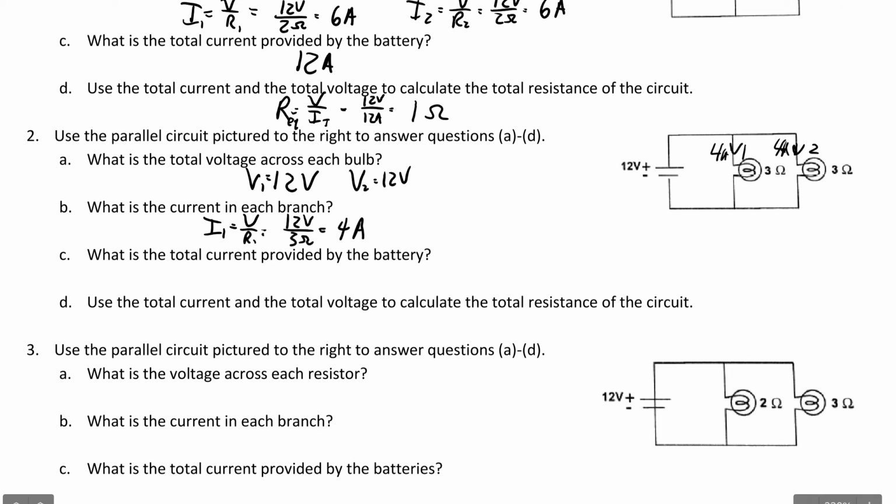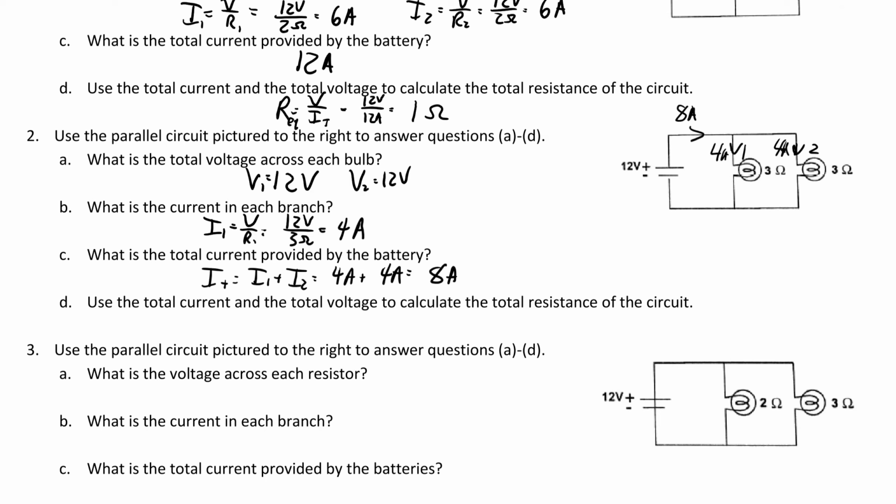And it says, what is the total current provided by the battery? So the I total is equal to I1 plus I2. So 4 amps plus 4 amps is equal to 8 amps. So at this position here, there's 8 amps of current.